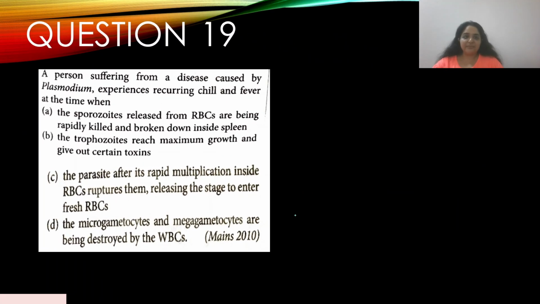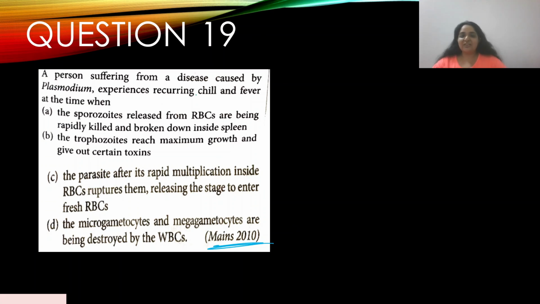Question number 19. A person suffering from a disease caused by Plasmodium experiences recurring chill and fever at the time when... this appeared in Mains 2010. A. Sporozoites released from RBCs are being rapidly killed and broken down inside spleen. B. The trophozoites reach maximum growth and give out certain toxins. C. The parasite, after its rapid multiplication inside RBC, ruptures them, releasing the stage to enter fresh RBCs. D. The microgametocytes and megagametocytes are being destroyed by the WBCs.